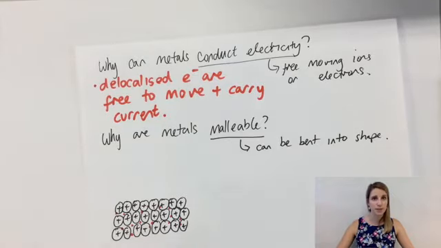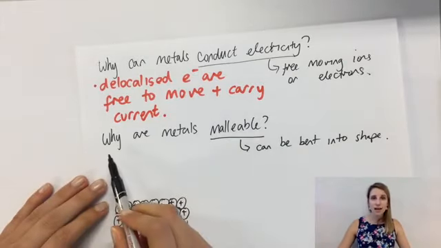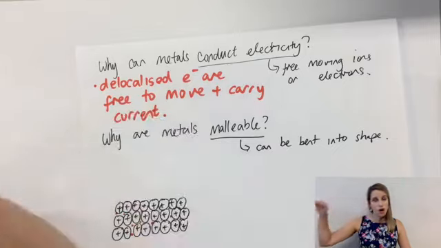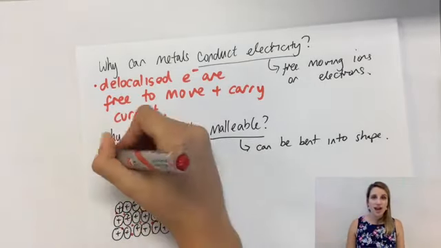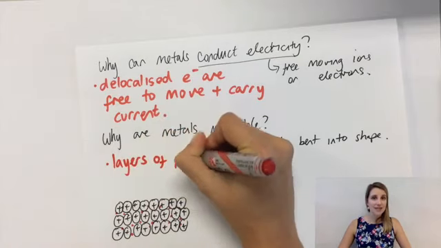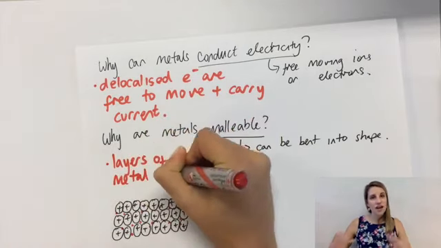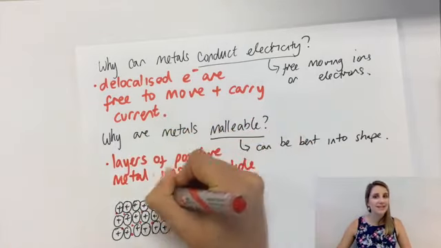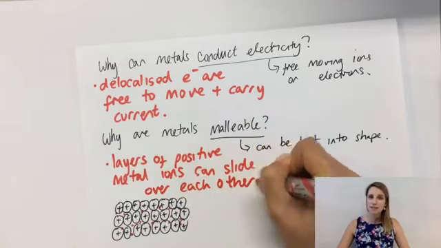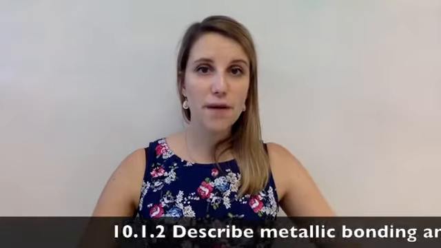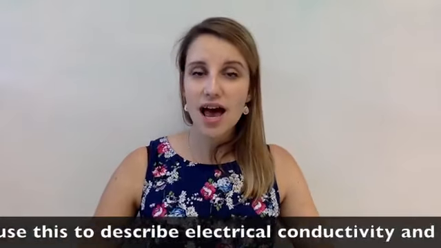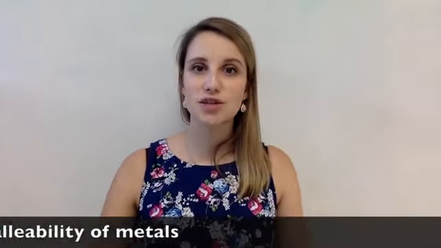And it's this part that causes metals to be able to conduct electricity, because those electrons can carry the current. In terms of it being malleable, the layers of positive metal ions can slide over each other. And it's that ability for those layers to slide over each other that allows the structure to be bent into different shapes, and that makes metals super useful. That's all you need to know about the structure of metals and how the structure leads to its properties.